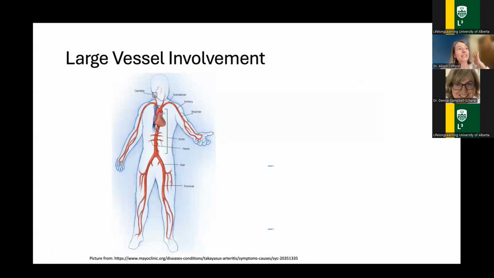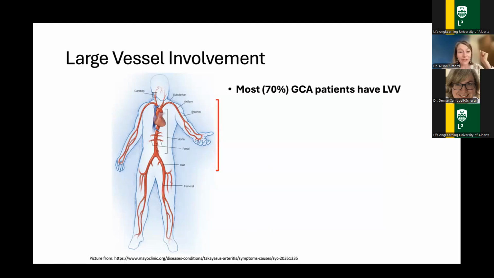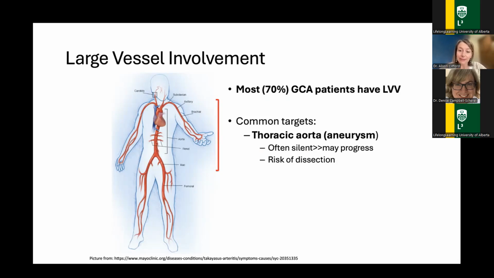In addition to affecting the temporal arteries, we know that most patients with GCA have large vessel involvement as well, so 70%. So odds are they will have this. Most common target would be the aorta and its proximal branches. So within the aorta, the thoracic aorta is number one. Usually this is going to be asymptomatic, but can produce aneurysm over time, usually silent.